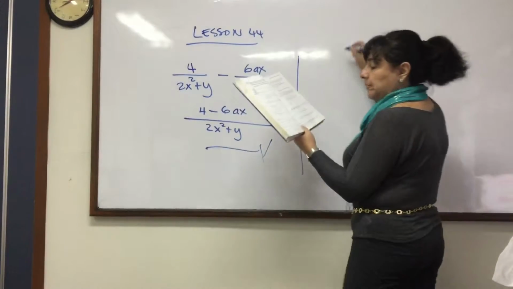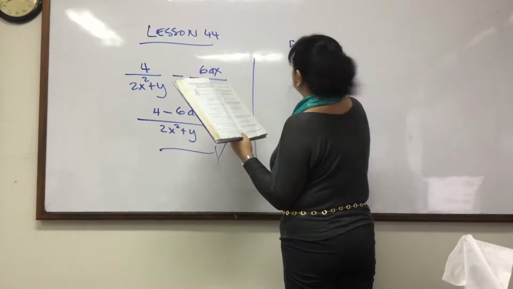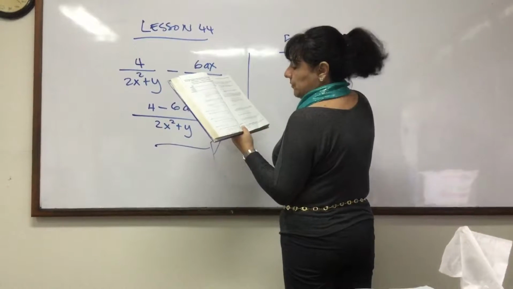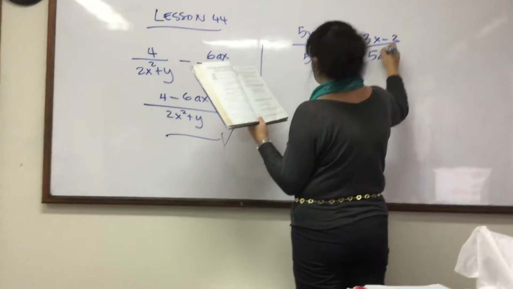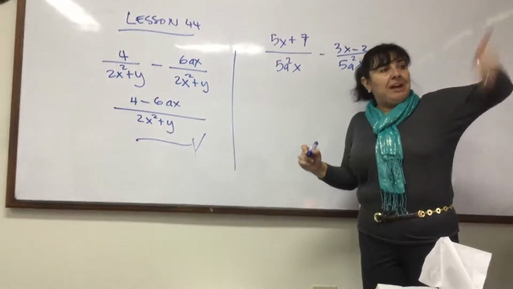But it gets harder. How about we have this? Plus 7. Leave it easy. Yes, and there's a catch to this one. Let's see if you can catch it. Minus 3x minus 2. Okay. First thing you check, do you have the same denominator?